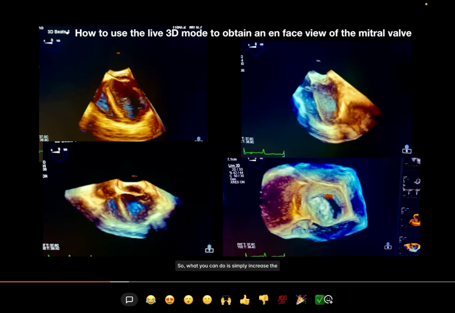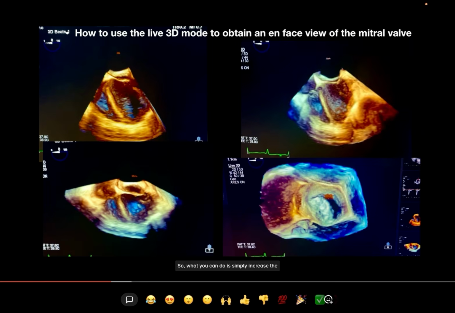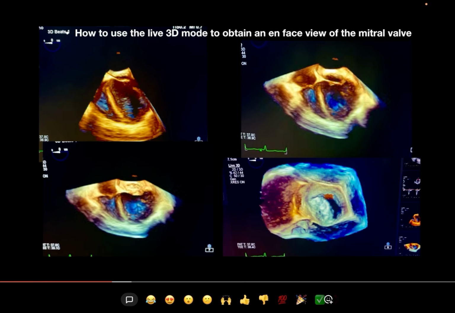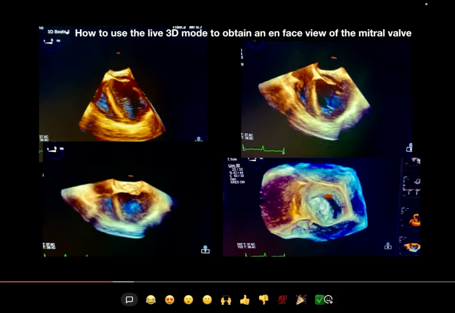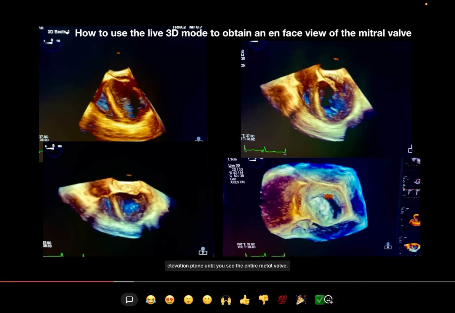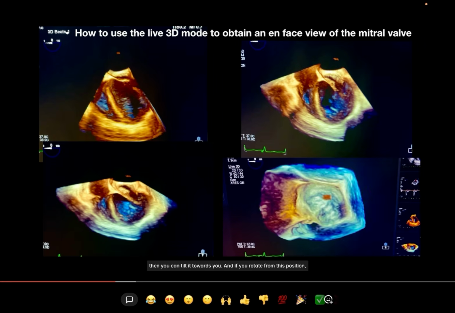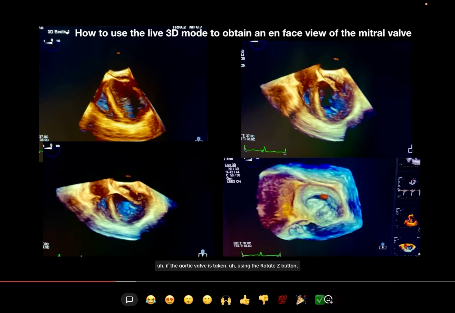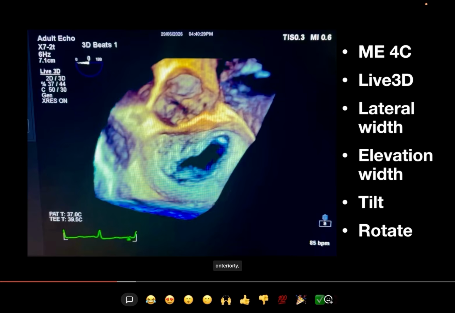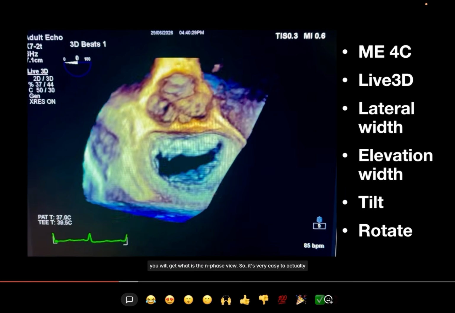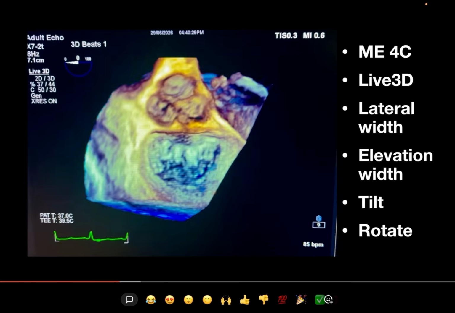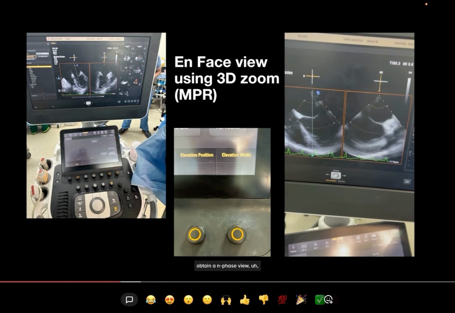So what you can do is simply increase the lateral width initially, and then you can increase the elevation plane until you see the entire mitral valve. Then you can tilt it towards you, and if you rotate from this position, if the aortic valve is taken using the rotate Z button anteriorly, you will get what is the unfazed view. So it's very easy to actually obtain an unfazed view even with live 3D.